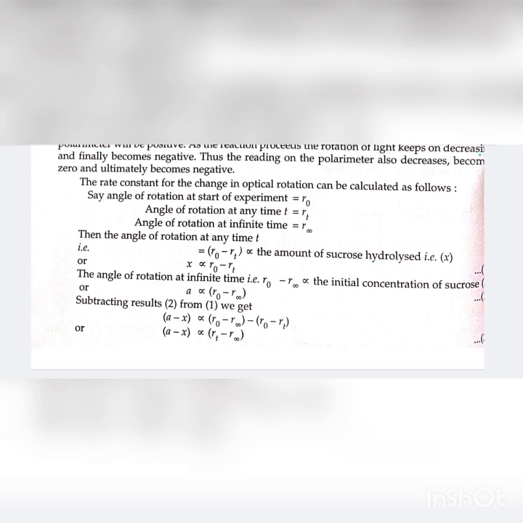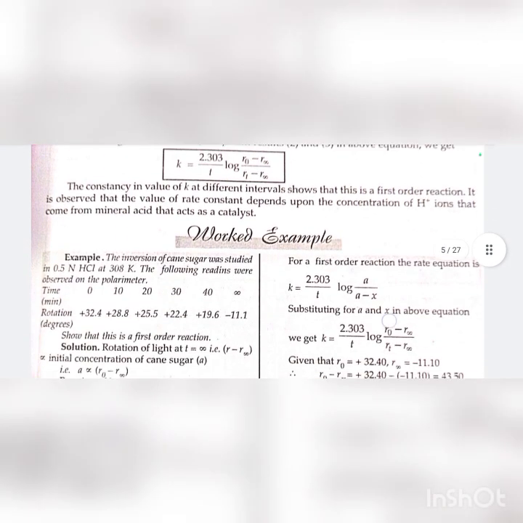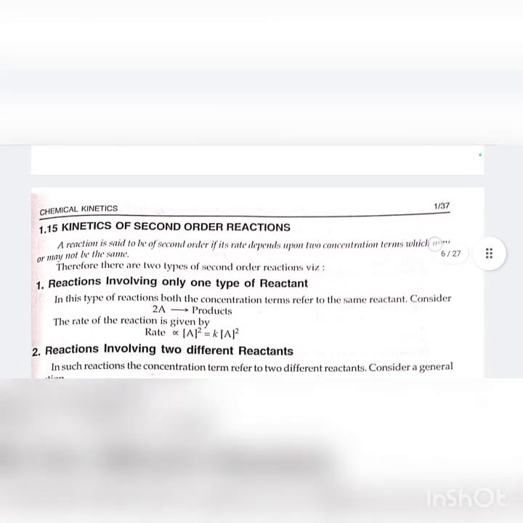So we can say that x is directly proportional to R0 minus Rt, and a is directly proportional to R0 minus R infinity. Now we will put this in the first order equation, and we will get k is equal to 2.303 divided by t into log (R0 minus R infinity) divided by (Rt minus R infinity). The constancy in the value of k at different intervals shows that it is a first order reaction. It is observed that the value of the rate constant depends upon the concentration of H positive ions that come from the mineral acid that acts as a catalyst. Here is an example which is based on the inversion of cane sugar.